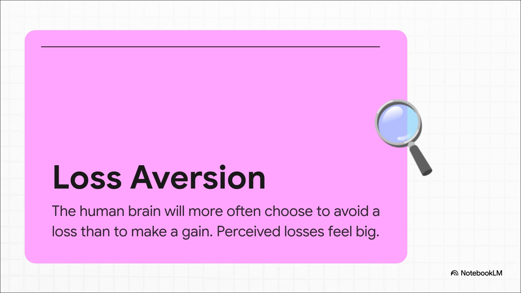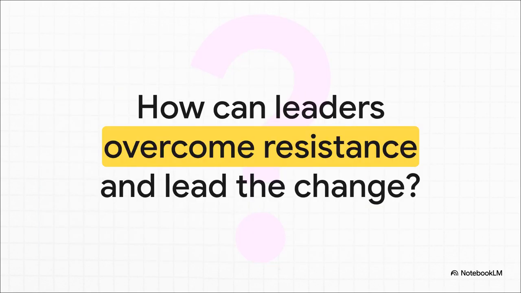The key to understanding all of this is a concept called loss aversion. Basically, our brains are hardwired to feel the pain of a loss way more intensely than the pleasure of a gain. So, for a teacher, that perceived loss of time, of comfort with an old system, or the stress of learning something new, that often feels so much bigger than the potential gain of a more efficient system weighed on the line. So, that leads to the crucial question, doesn't it?